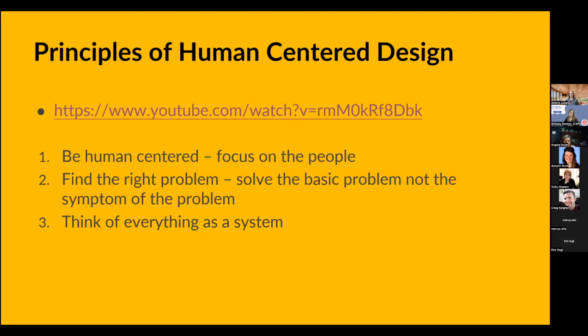Principles of human-centered design. And I do want to share a video with you, but there's 3 basic principles of human-centered design. Being human-centered, so focusing on the people who are either using the product, because again, it's used a lot with the Department of Labor, using their iPhones, things of that nature. Finding the right problem and solving the basic problem, not the symptoms to the problem, and then thinking of everything as a system. So I'm going to share this video.